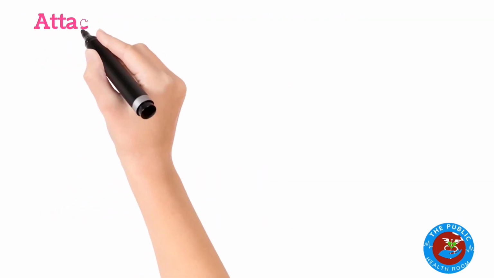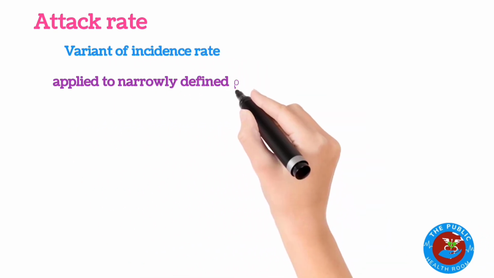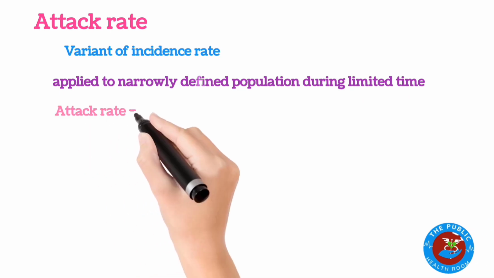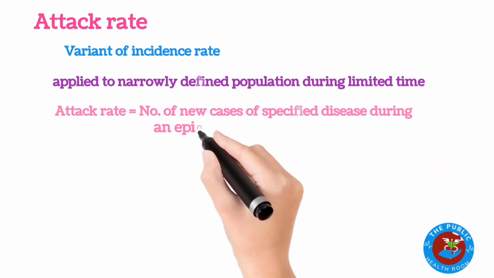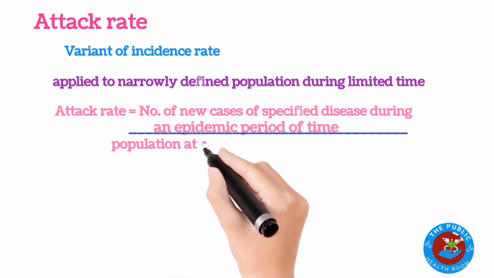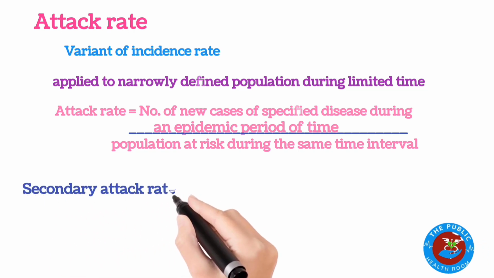Attack rate. An attack rate is a variant of an incidence rate applied to a narrowly defined population observed for a limited time, such as during an epidemic. The attack rate is usually expressed as a percent. Attack rate is calculated by number of new cases of a specified disease during an epidemic period of time over population at risk during the same time interval. Secondary attack rate.